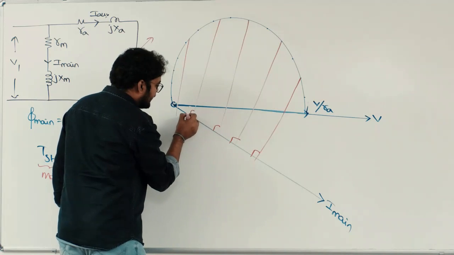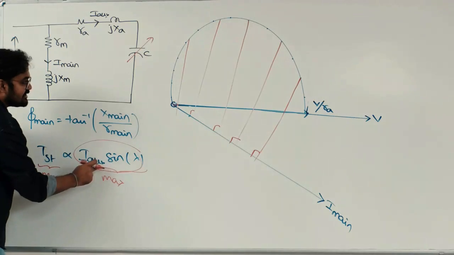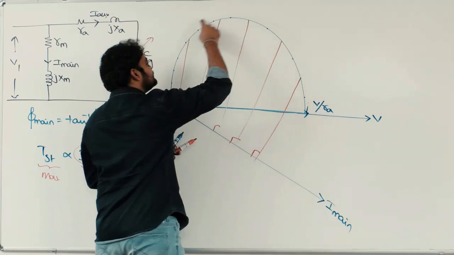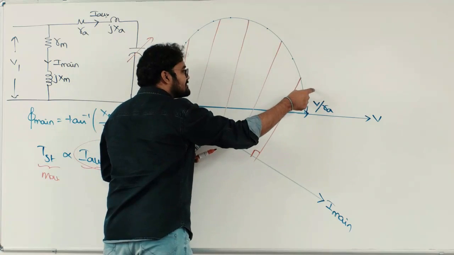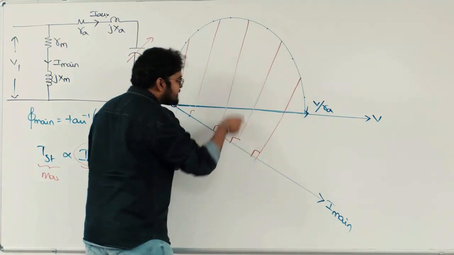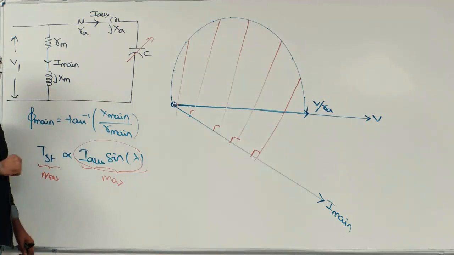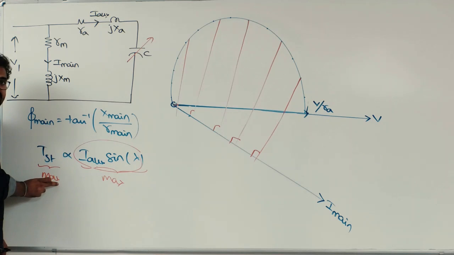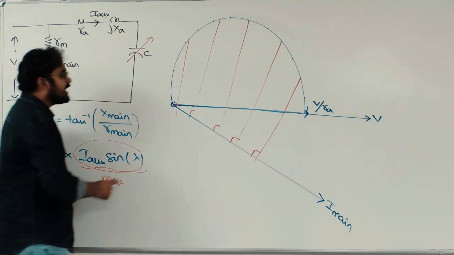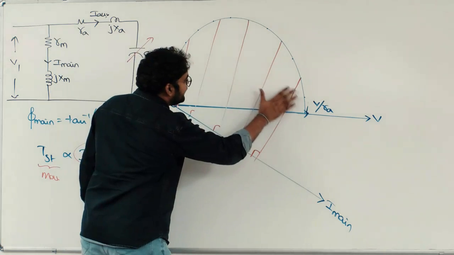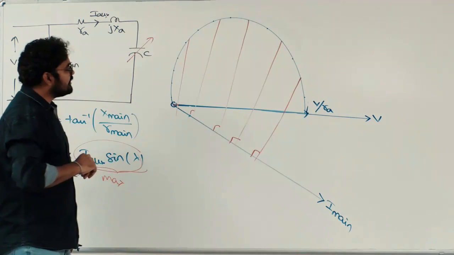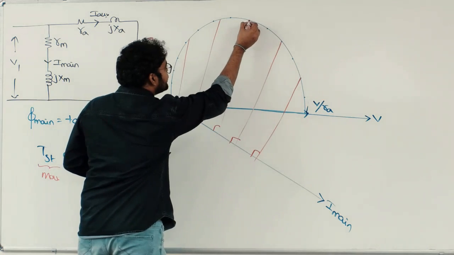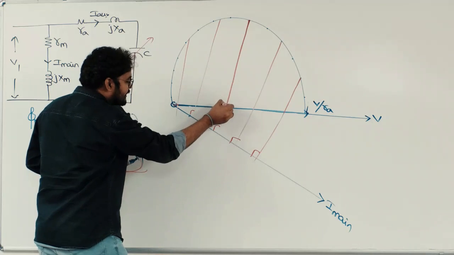All these perpendicular lines are representing I auxiliary sine lambda, because I told you this circle is I auxiliary current. If this circle is I auxiliary current, those perpendicular lines are nothing but I auxiliary sine lambda. So if this I auxiliary sine lambda is maximum, then only starting torque is maximum. Out of all these perpendicular lines, can you tell me which perpendicular line is going to be the maximum value? Yes, you can easily imagine this is going to be the maximum perpendicular line length.